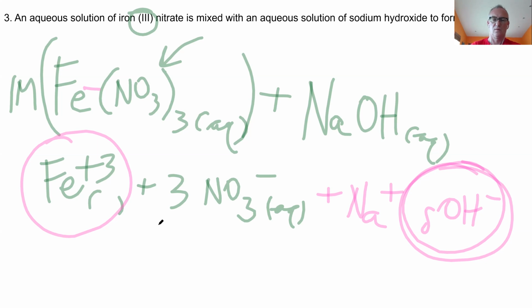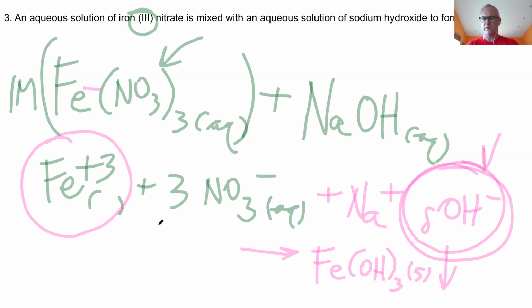Fe(OH), with a subscript 3. And what form is it in? Solid. And remember, we can also put an arrow there to show that it's precipitated. But we don't have 3 moles, we don't have 3 molecules of hydroxide. So how do we balance our reaction?